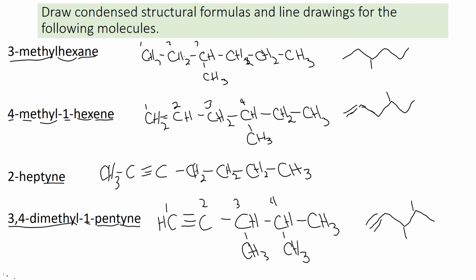And I missed the line structure for their 2-heptyne. 1, 2, 3, 4, 5, 6, 7. And triple bond on 2. And on the lines, if you want to make it linear around the triple bond, that's appropriate as well.